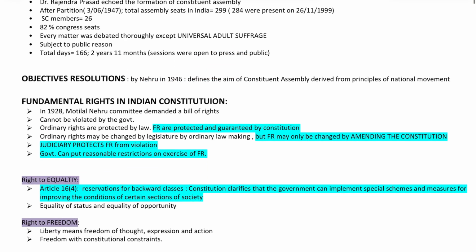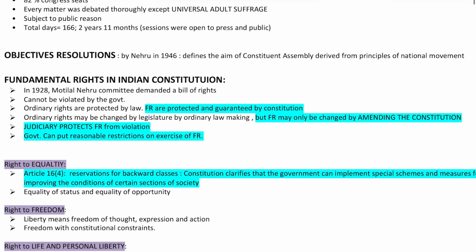Then, the fundamental rights in the Indian Constitution. In 1928, Motilal Nehru Committee demanded a Bill of Rights. So, the Nehru Report basically had a demand for the Bill of Rights, Bill of Civil Rights. Then, the fundamental rights cannot be violated by the government, except in certain situations. There have been some exceptions given around that also. But generally, it cannot be violated by the government.